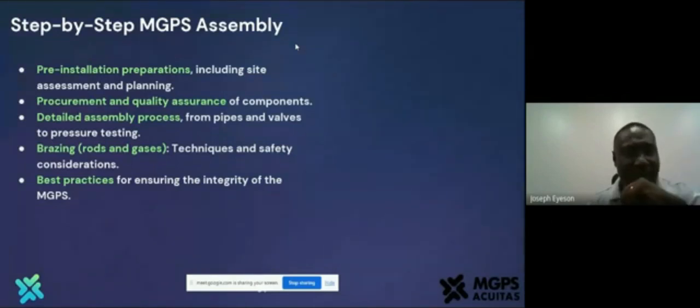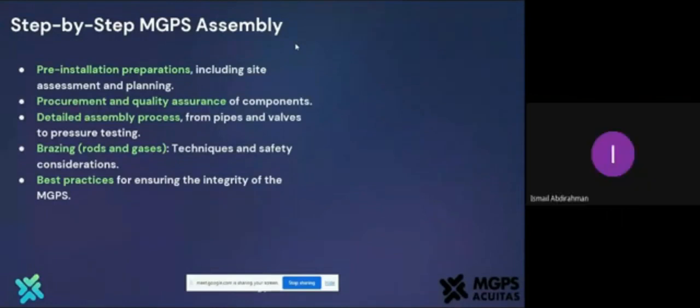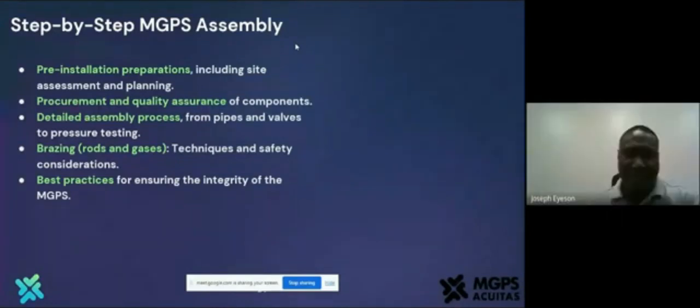And then the detailed assembly process from pipe and valves, you need to take your time and go through the type of brazing rod that is supposed to be used for the piping, and the techniques that are supposed to be used when it comes to brazing. And then the best practices when it comes to medical gas integrity: you have to ensure that you have your PPEs on, which is very, very important. Ensure that all these things are in place before any work is done on site.